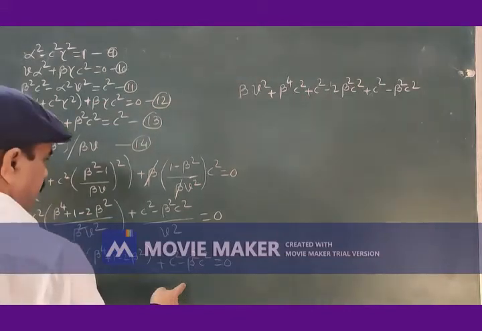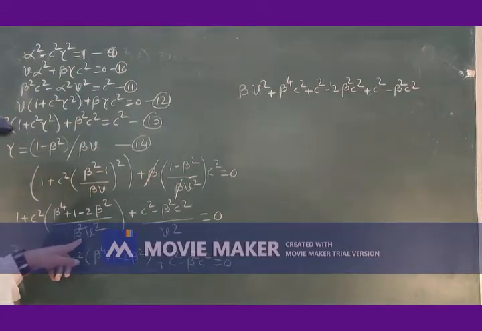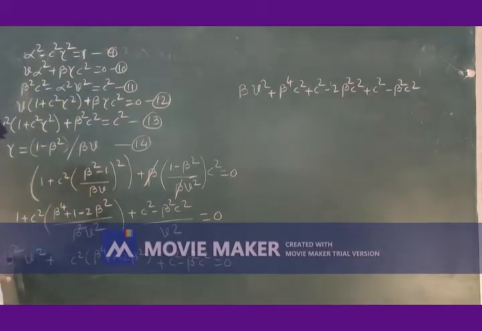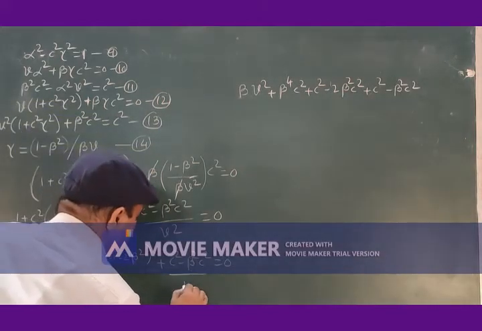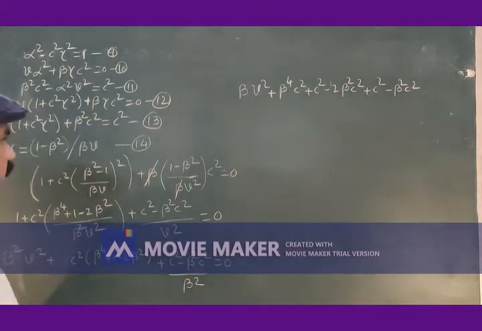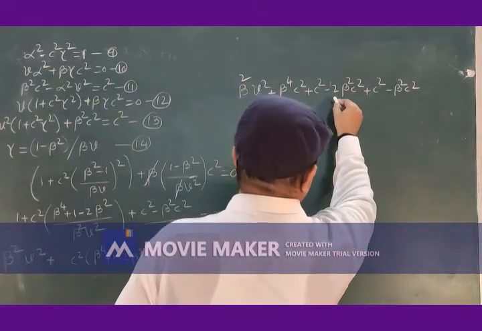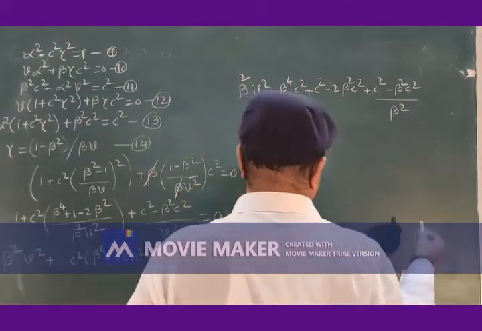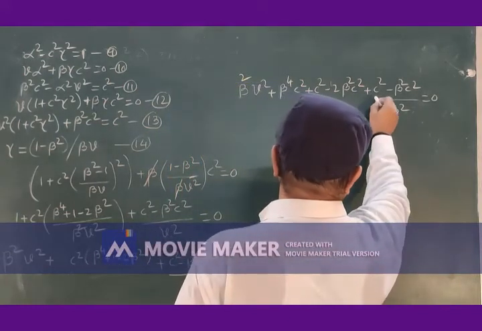To cancel this beta square v square, we have multiplied this by beta square v square. It is also multiplied, so this will get cancelled, and beta square will come down here. This will become beta square v square, and one beta square will be left here, that will be equal to 0.